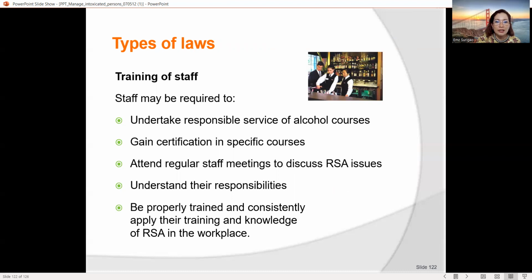Train your staff. Staff may be required to undertake responsible service of alcohol courses, gain certification in specific courses, attend regular staff meetings to discuss RSA issues, understand their responsibilities, be properly trained and consistently apply their training and knowledge of RSA in the workplace.